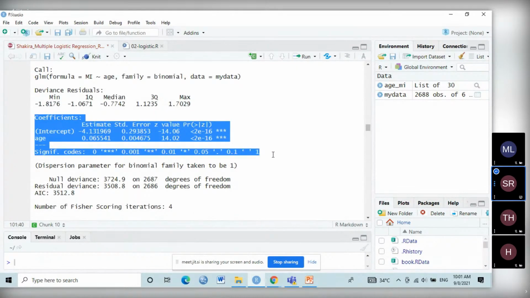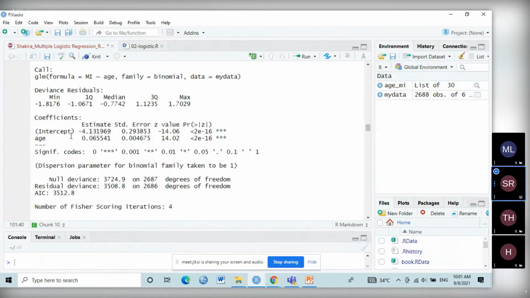So yang ni yang I nak highlight. Okay, the coefficient punya result. Okay, so actually like I mentioned before, coefficient is log odd. Okay, this is coefficient for intercept, the y-axis when kita punya x variable is 0. And then this is a coefficient for age, the slope, and the standard error, and z value and p value. So here kita boleh tengok kita dapat significant result for age.